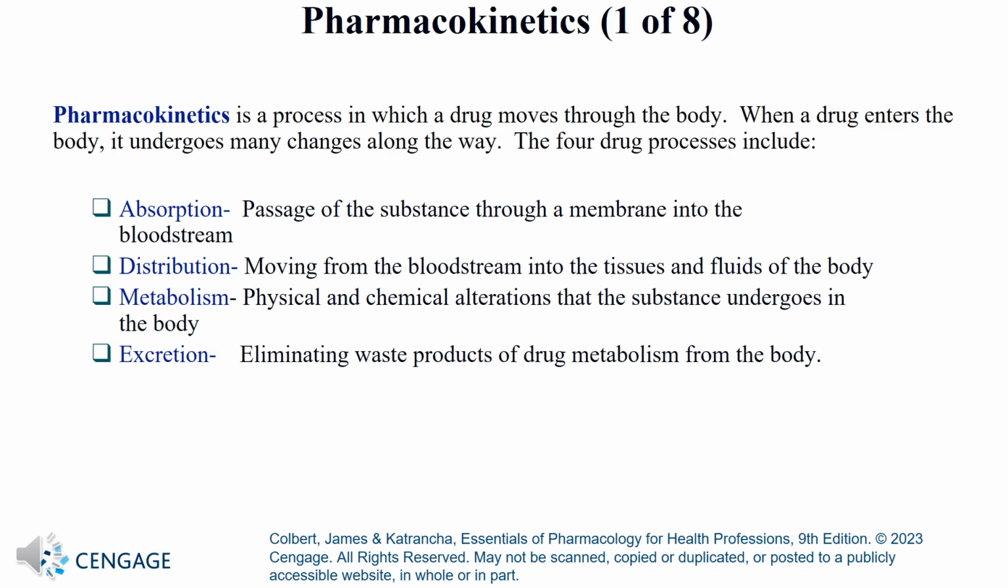Pharmacokinetics is the process in which a drug moves through the body. When a drug enters the body, it undergoes many changes along the way. The 4 drug processes include absorption, which is the passage of the substance through a membrane into the bloodstream. Distribution is moving from the bloodstream into the tissues and fluids of the body. Metabolism is the physical and chemical alterations that the substance undergoes in the body. And then excretion, which is eliminating waste products of drug metabolism from the body.